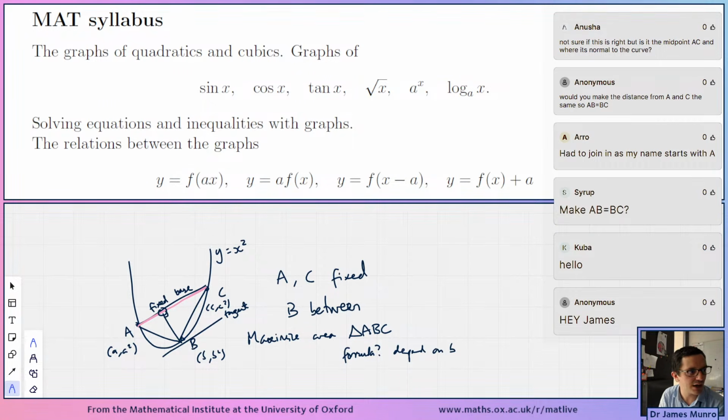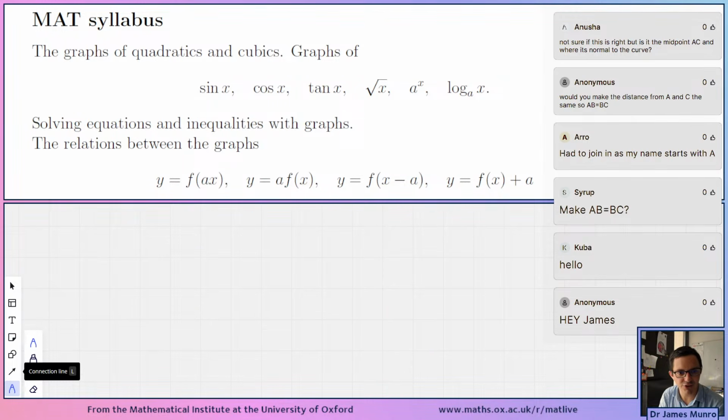Let's have a look at chat again. There we go. Okay, my plan is to do graphs and transformations today. So to get on with that, I would like to have a look at the MAT syllabus first.